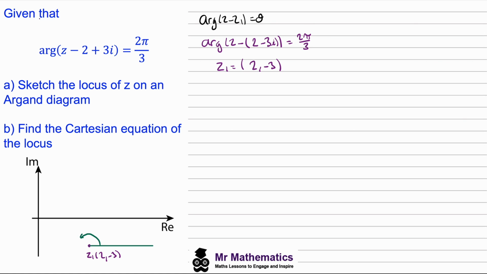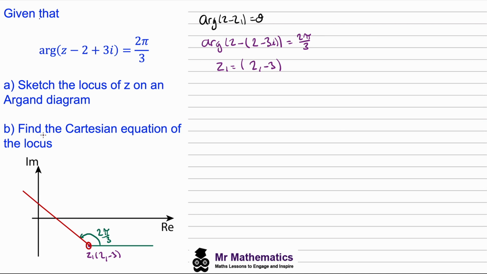So the half line then would go from z1 in this direction. But we know it cannot be equal to z1 because then the theta would not be 2 pi over 3. I'll include that on our diagram. And this half line would go on forever in this direction, but it wouldn't go beyond this point, because if it did, the argument would no longer be 2 pi over 3. So that's the sketch of a locus.